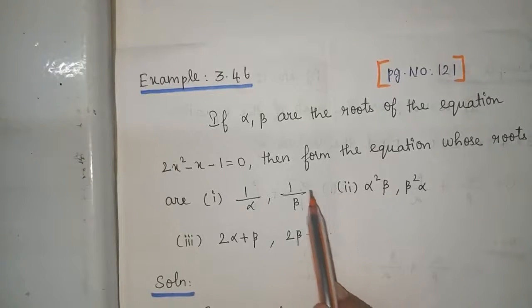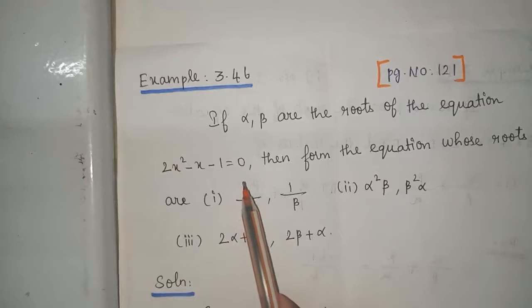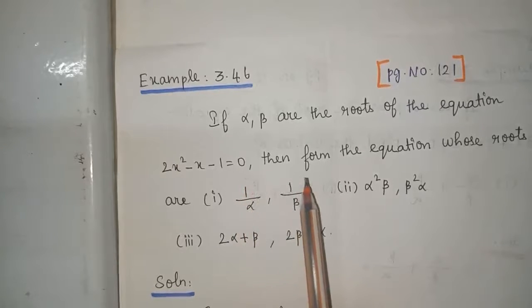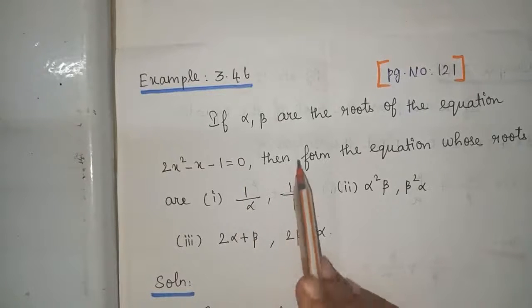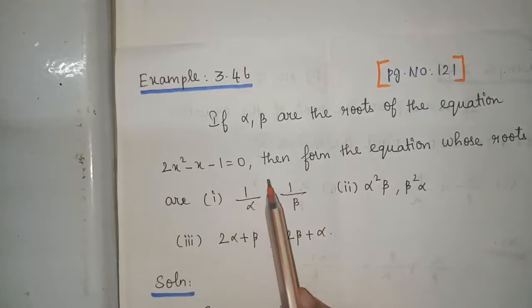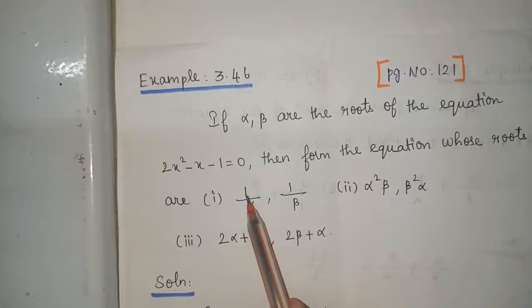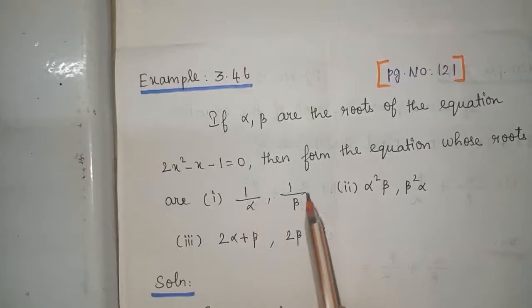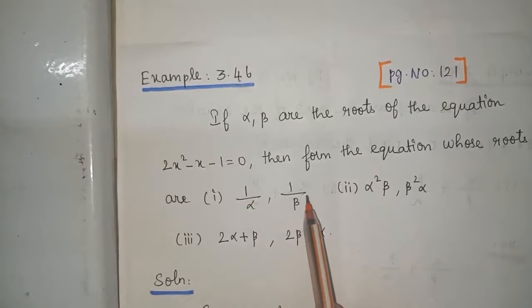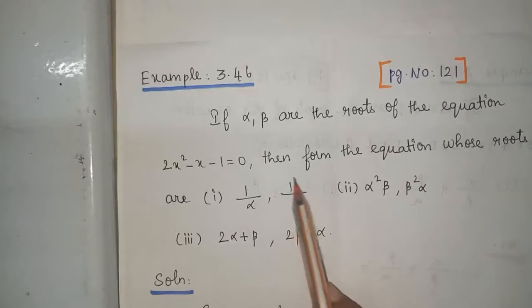So in the previous problems, they were giving the quadratic equation and we just had to find the values of the given roots. In this problem, they give the quadratic equation, but we have to find the sum of roots and product of roots for the given roots 1 by alpha comma 1 by beta. So you have to find the sum of roots and product of roots for the given roots.